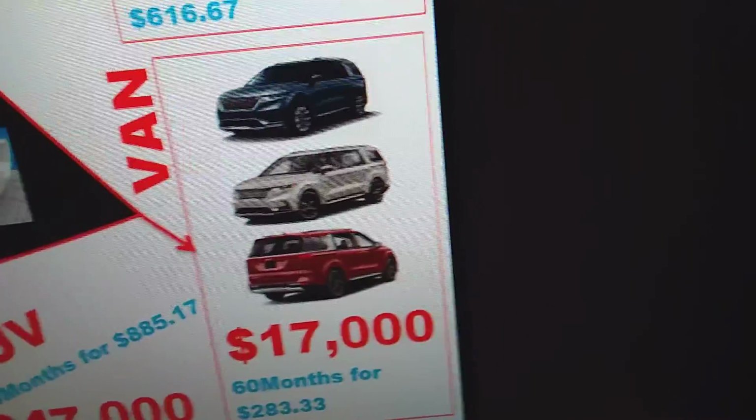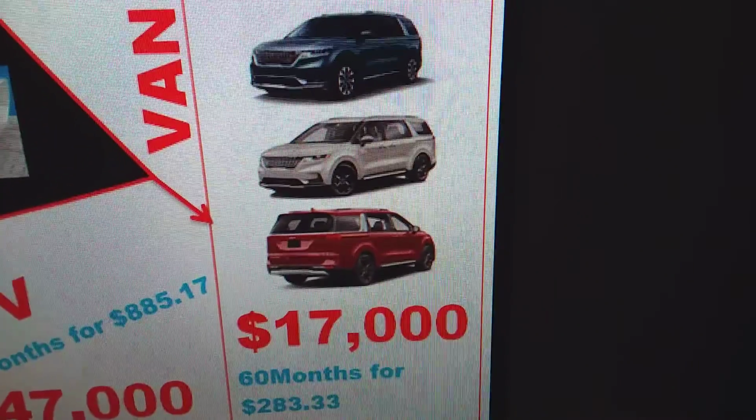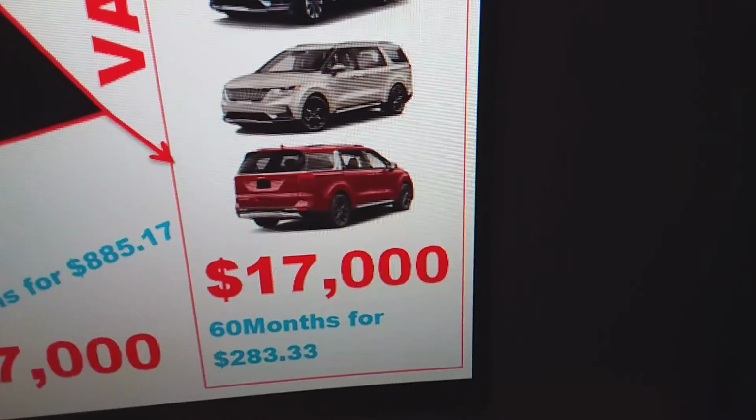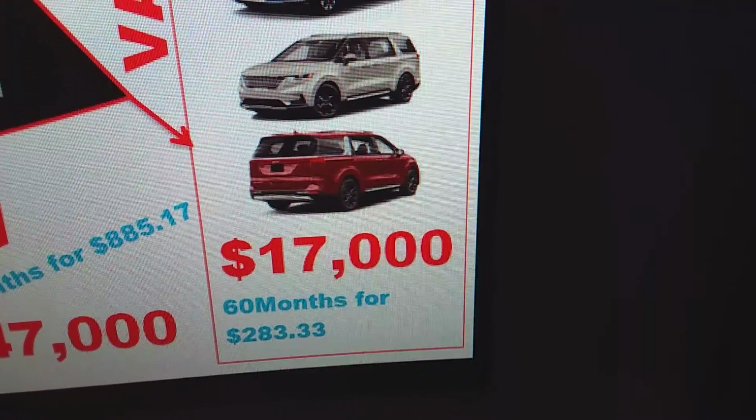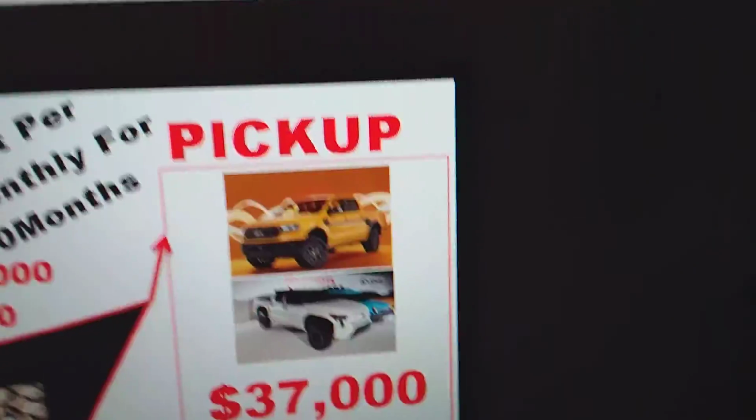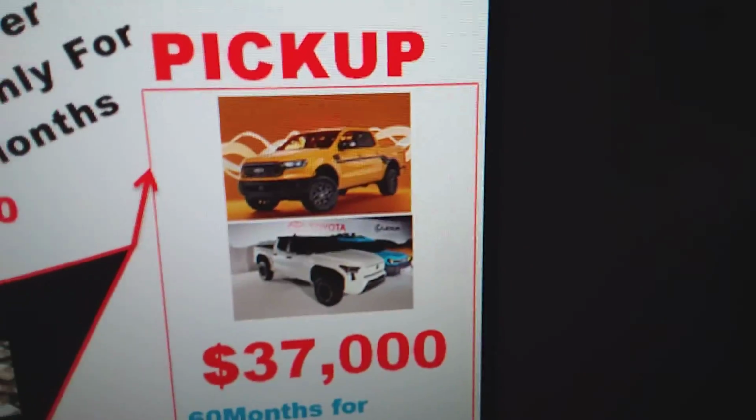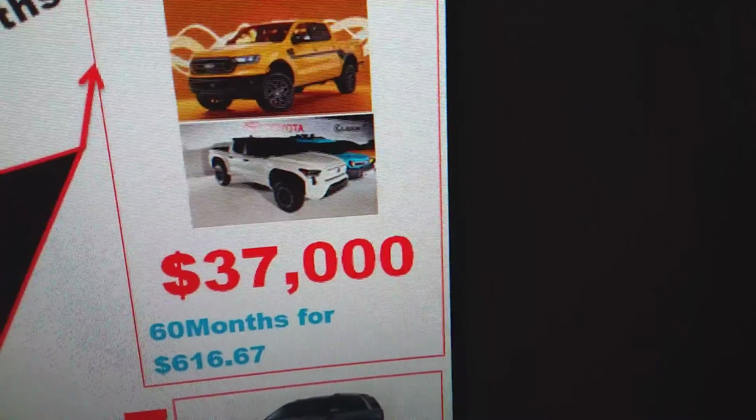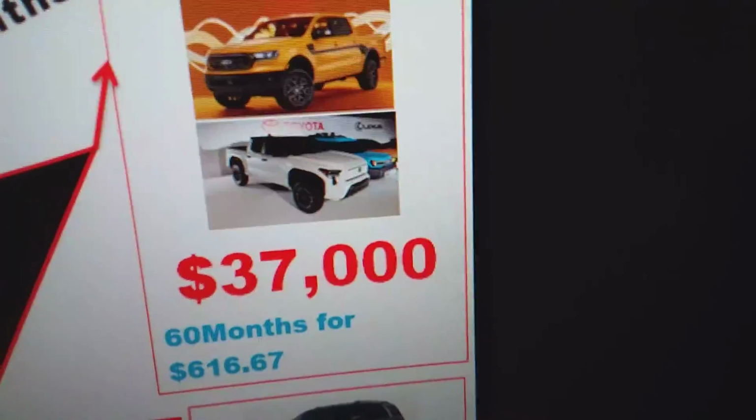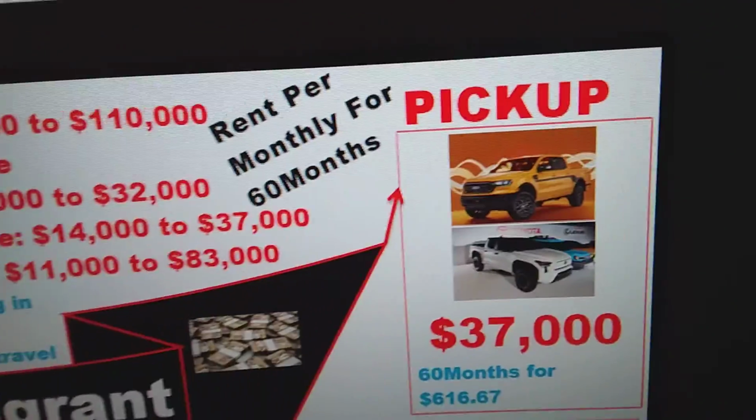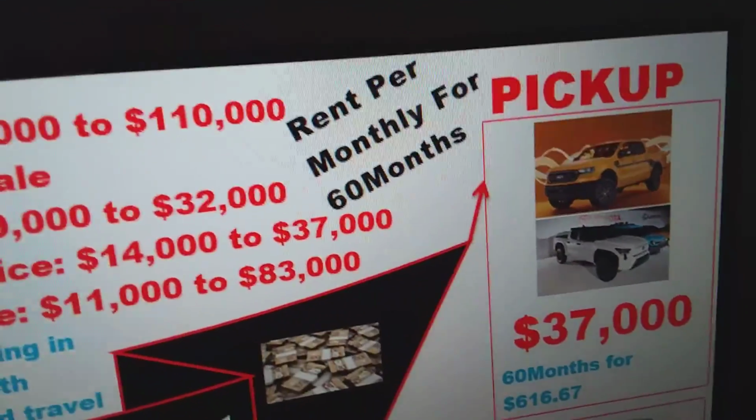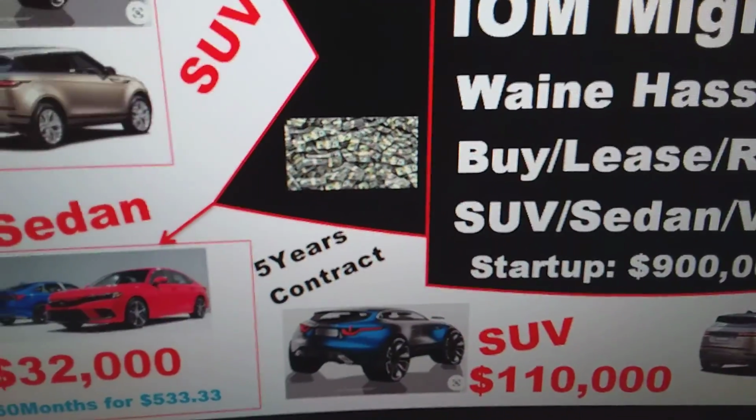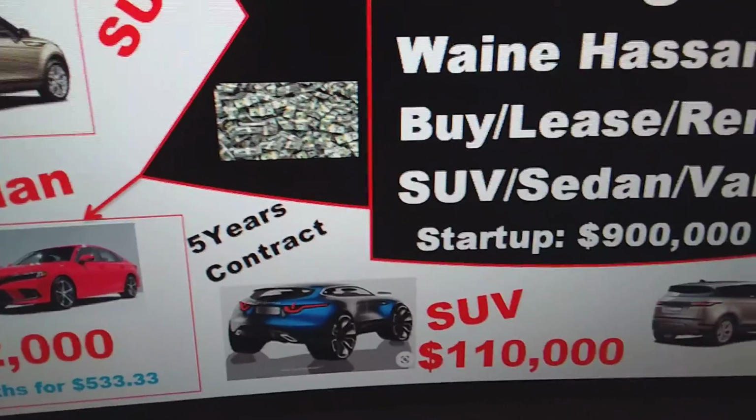These are family vans, mostly for children going to schools, 17,000 for 60 months, that is $283.33. What about pickup price? That's 37,000, for 60 months, that is $616.67. That is rent per month for 60 months, which is roughly a 5 year contract.